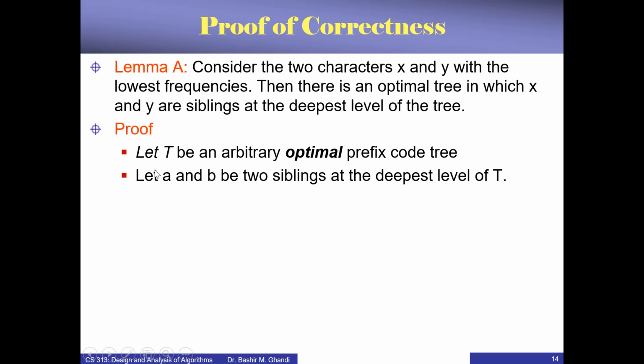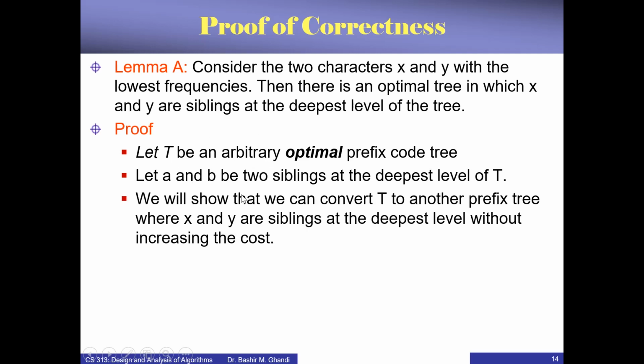Okay, we're going to try and show that if we replace this A and B with this X and Y that have the lowest frequency, then the tree will remain optimal. This is the idea. We will show that we can convert our optimal tree T here to another prefix tree where X and Y are siblings at the deepest level, but without increasing the cost of the tree itself. If we can do that, then the lemma will be true, that there is an optimal tree in which X and Y are siblings at the deepest level.